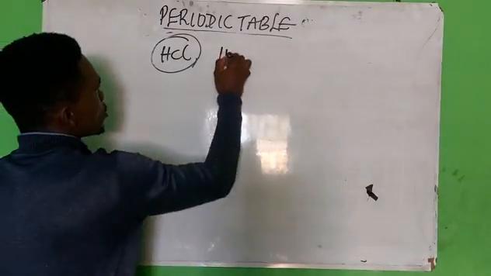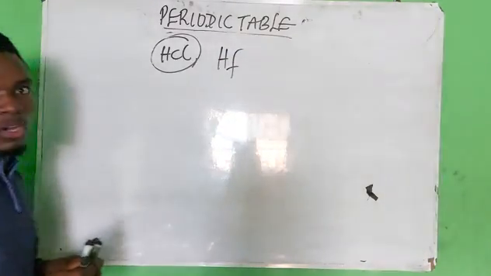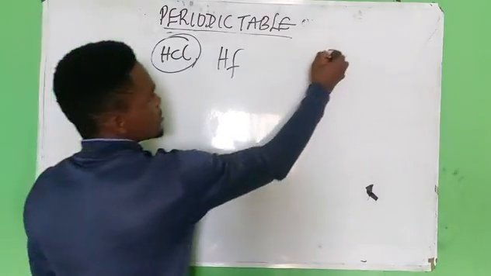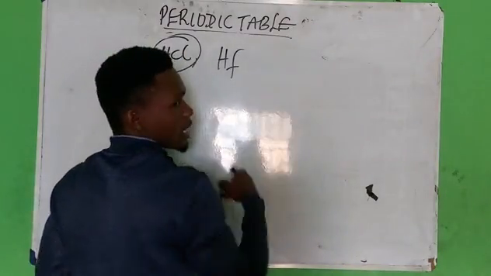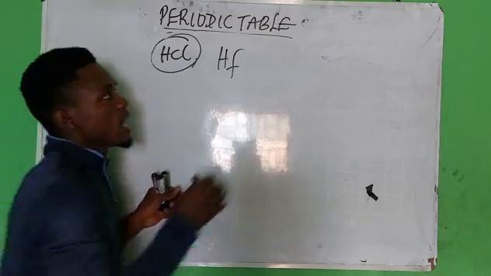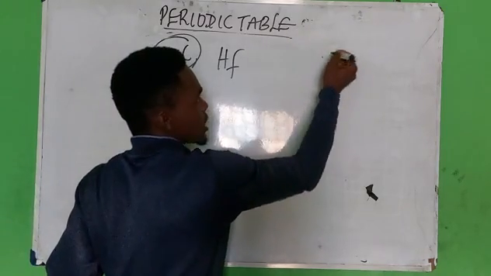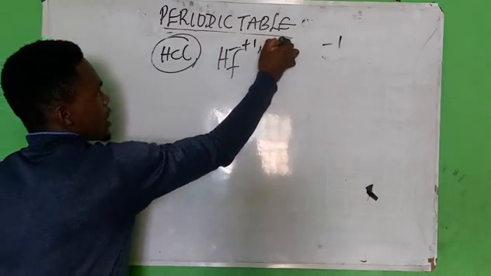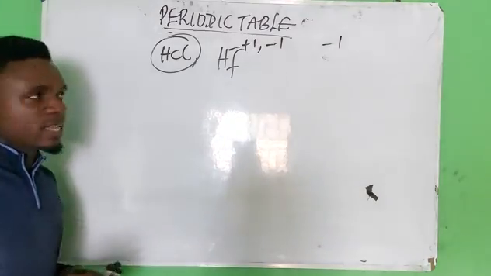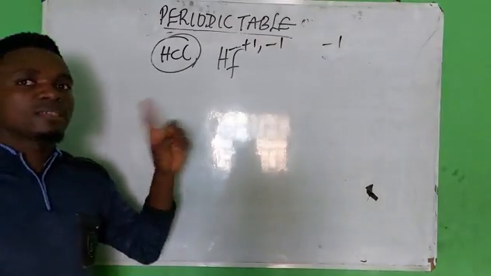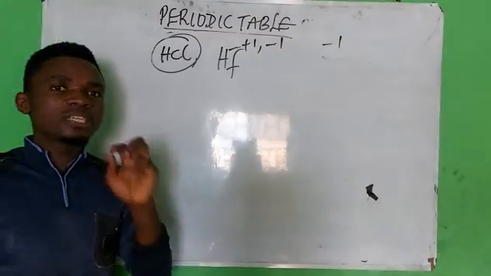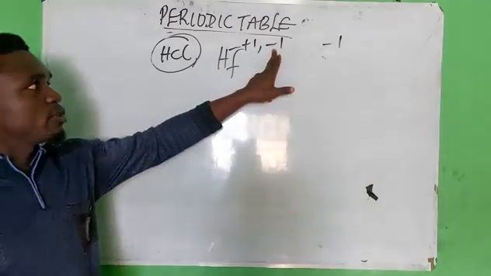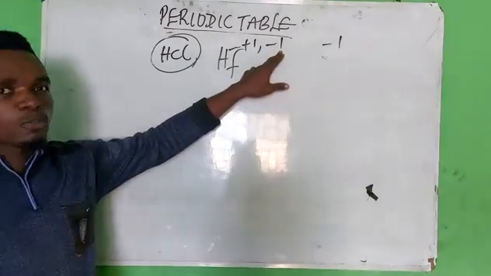You know that hydrogen can also bond with fluorine. Hydrogen can behave as a non-metal. You know that the group 7 elements are all called halogens and they have oxidation state of minus 1. So hydrogen has plus 1 and minus 1. In hydride, it has minus 1. Please take note of that. The oxidation state of hydrogen in hydride is minus 1 and not plus 1.